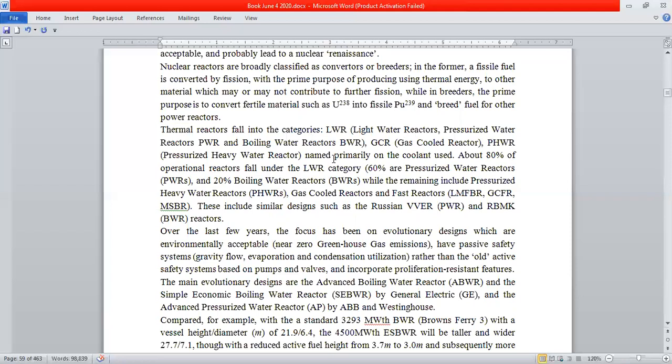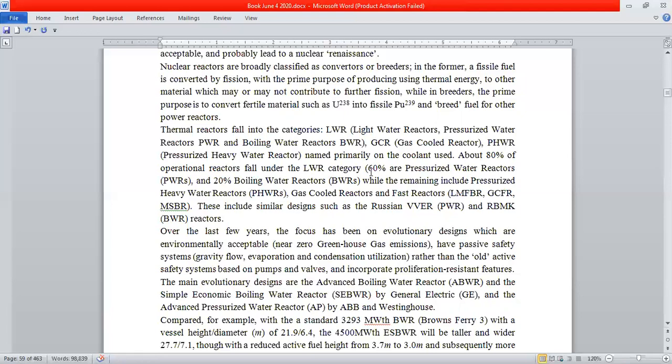And these reactors are classified based on the fuel that they use, the moderator, the coolant, whether it's enriched fuel, whether it's natural fuel. For example, the Canadian pressurized heavy water reactor uses natural fuel, whereas PWRs typically use 3 to 4% fuels. Now, about 80% of operational reactors fall under the light water reactor category.